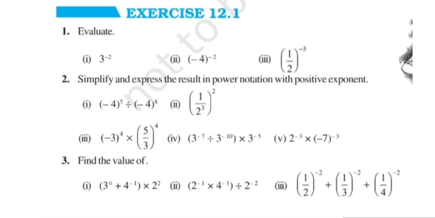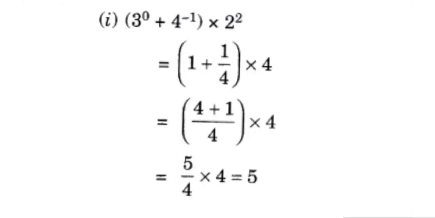Now see question number 3. Find the value of number 1. 3 raised to 0 plus 4 raised to minus 1 into 2 square. So this 3 raised to 0 we can write 1 plus 4 raised to minus 1. This we can write 1 upon 4 bracket close into 2 square is 4. So 1 plus 1 upon 4. It will come 4 plus 1 upon 4 into 4. 4 will cut. So answer is 5.